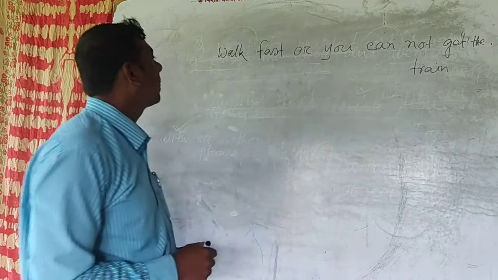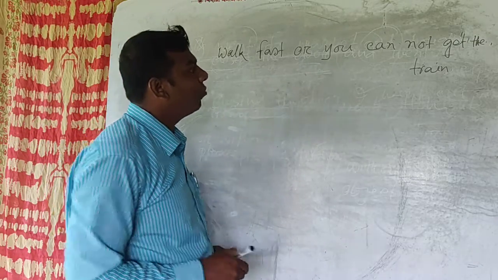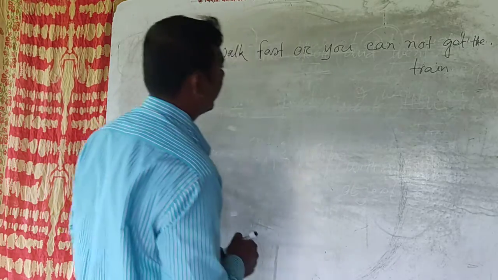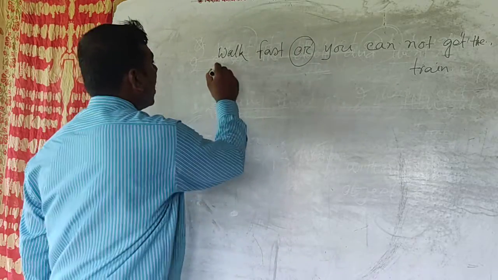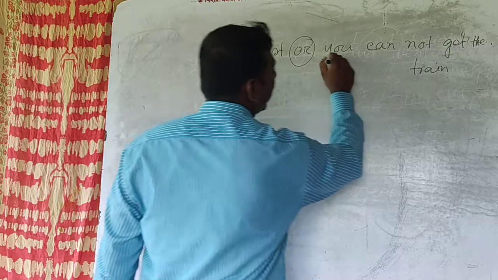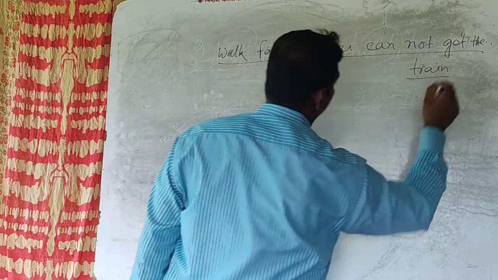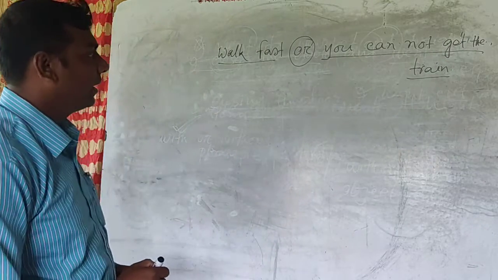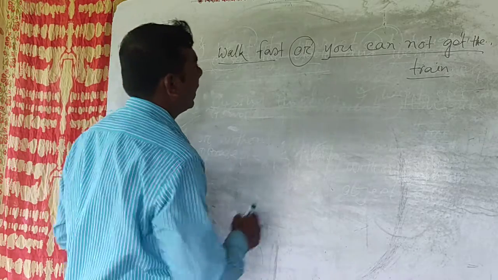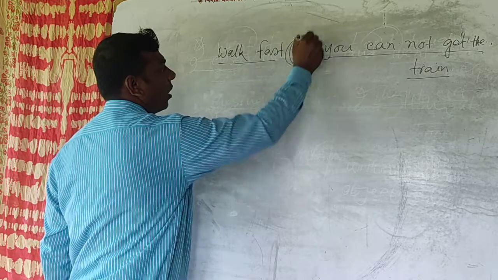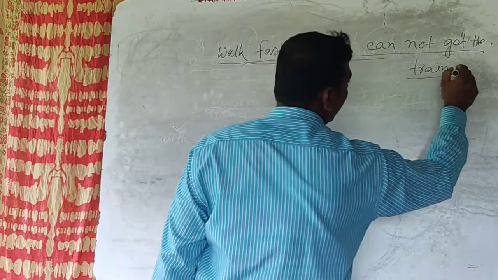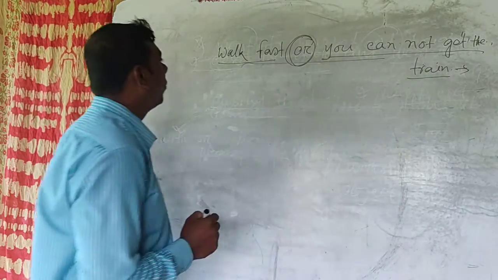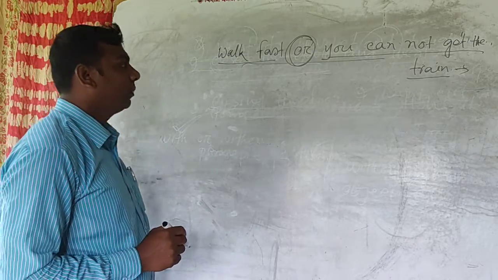Dear students, walk fast or you cannot get the train. Here or is a coordinating conjunction. Walk fast is a principal clause. You cannot get the train is a principal clause. Here two principal clauses are connected by the coordinating conjunction or. So it's a compound sentence. Now we can change compound to simple.